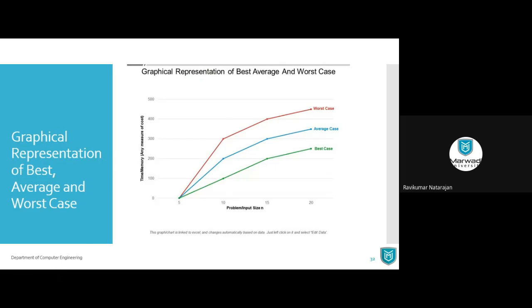So this is how the graphical representation goes. Here, this is your input size, the size of your data, and then this is how it goes. The best case is the lower bound, the upper bound will be the worst case, and there is the average case.